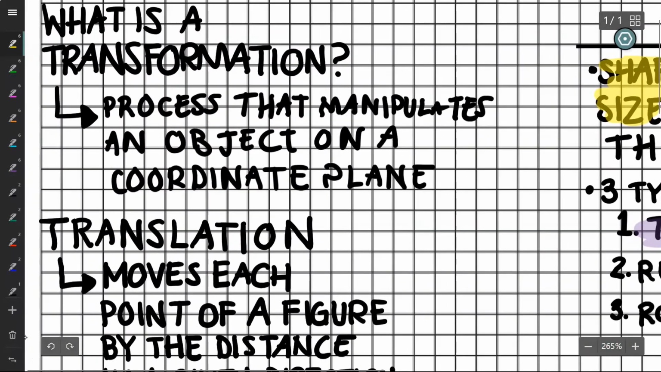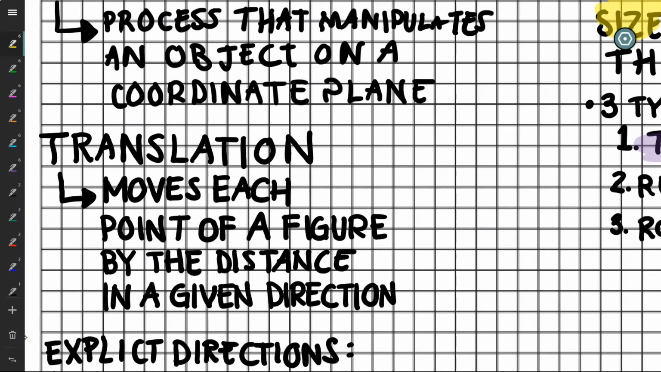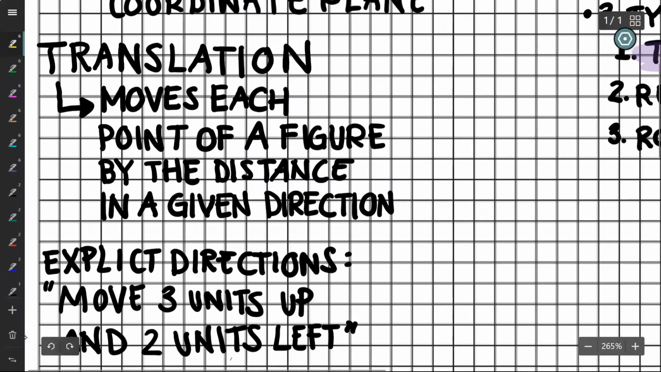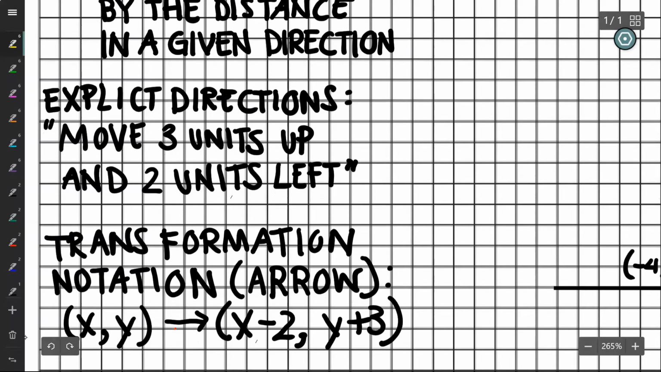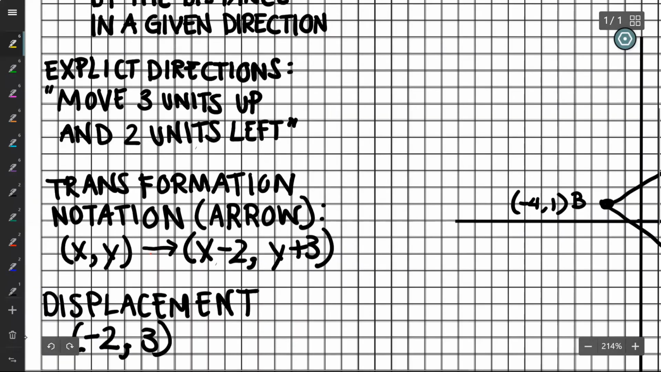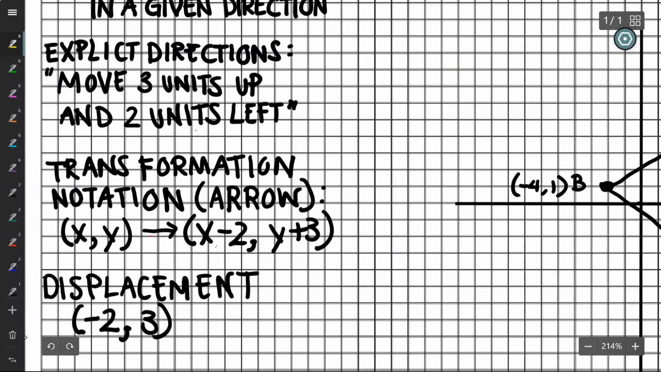A translation is going to move each point of a figure by the same distance in a given direction. These directions are going to be given to you in 3 different ways. Not all at the same time, but these are the 3 variations you're going to see. We have explicit directions, which tell you exactly how to move. This one's telling us to move 3 units up and 2 units to the left. And just for reference, a unit here is one of these boxes.